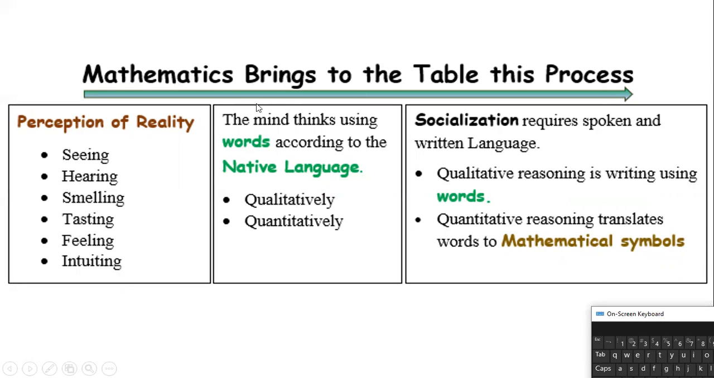And here we can reiterate the process of mathematics. Mathematics brings to the table this process. What process are we talking about? It first starts with what we perceive, what we see. If you look around you, look at some books there. As I look at the books, I count 1, 2, 3. Looking at the color, so we qualify and quantify. Here the word one, O-N-E, then we create a symbol for one, and a symbol for two. So you're seeing and hearing, smelling, tasting, feeling, and intuiting, using your sixth sense, as they say, perceiving reality.